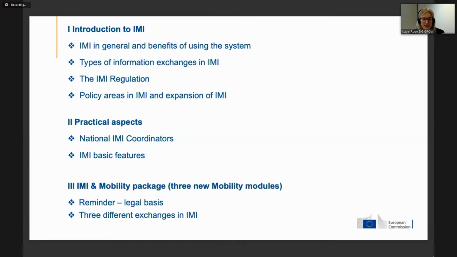So our presentation today is divided into 3 parts. Firstly, I will give a general overview of what IMI is, its features, and where it is used. And after that, Dora will continue with some more practical aspects of IMI and give you a glimpse of how the 3 new mobility modules look in IMI. Next slide, please.